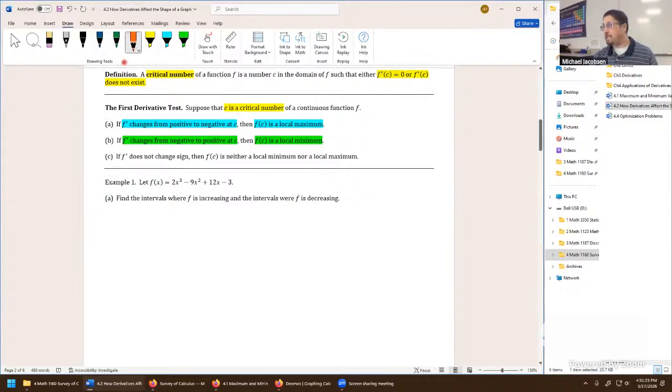Okay, well, part A is not asking for the local minimums or local maximums yet. We just want to find the intervals where it's increasing, intervals where it's decreasing. Recall, increasing means positive derivative, decreasing means negative derivative. So here's our step one. This all depends on where the derivative is zero in the first place, where the critical numbers are.